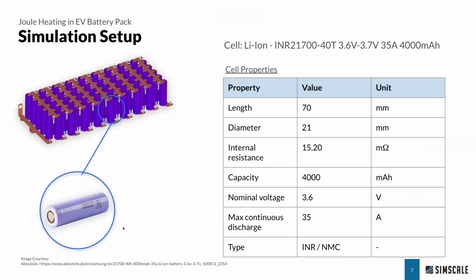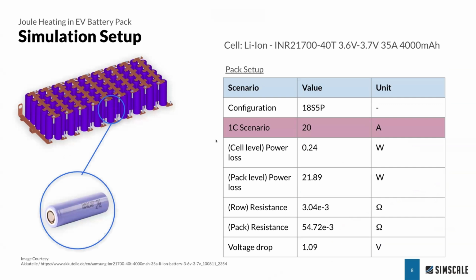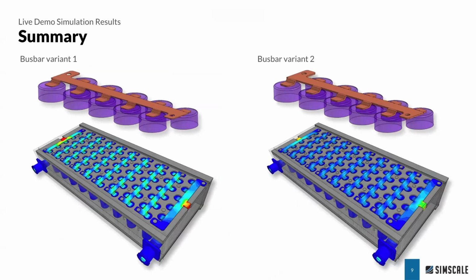Okay, now the simulation setup. As I said, the cell properties are directly taken from a battery cell specification, and the value I'd like to focus on is it being a 1C scenario. Based on the distribution of the cells within the pack in series and parallel, 20 amps was calculated for this scenario. And also the voltage drop was validated by using simulation.